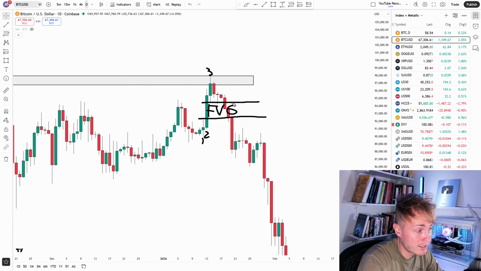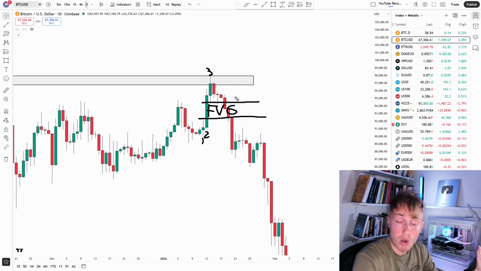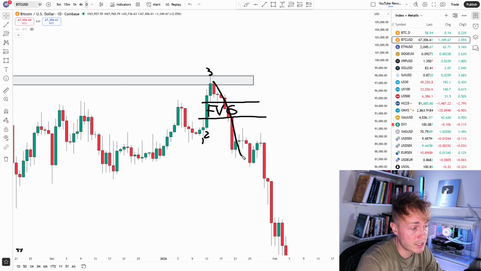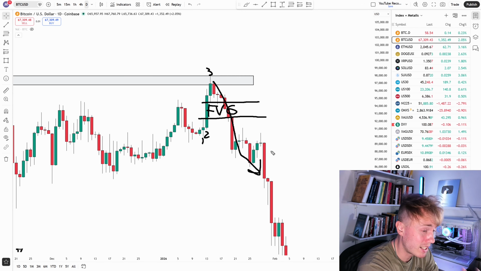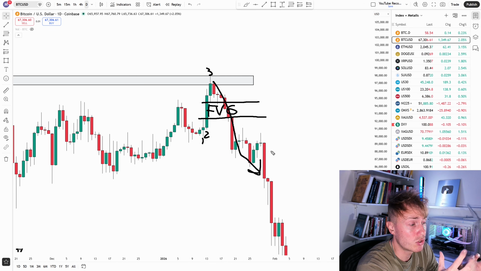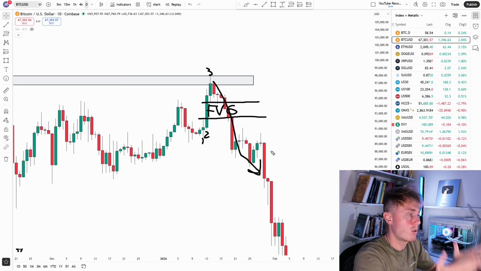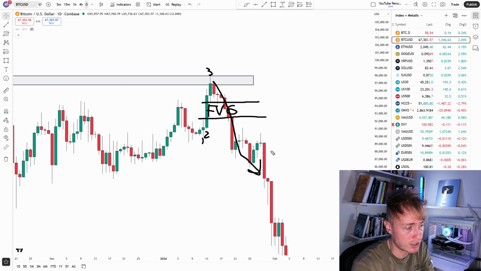And you can see that the price didn't react at all to this fair value gap and just immediately fell to the downside. So once again, I'm trying to emphasize that if you are going to use fair value gaps, make sure to not only use fair value gaps. You need to combine them with price action and market structure.